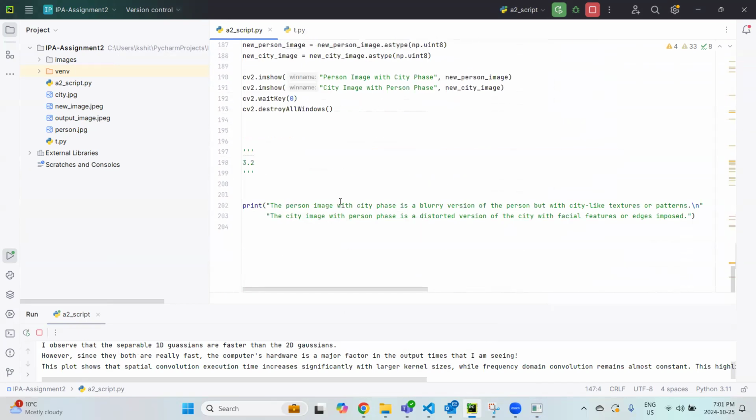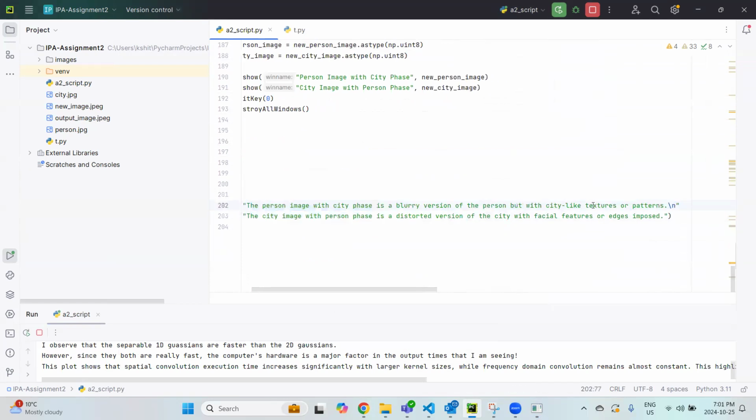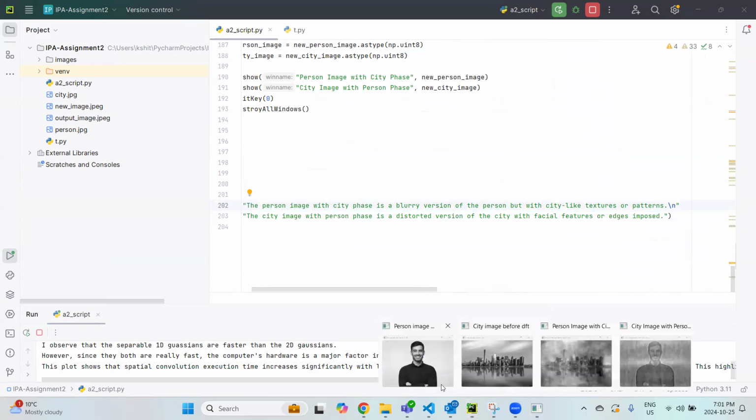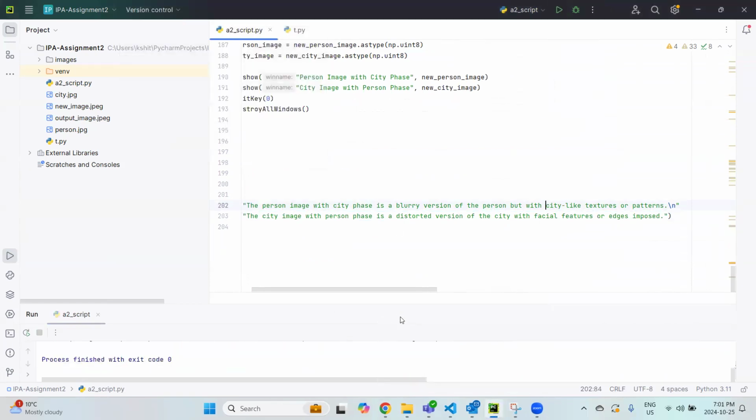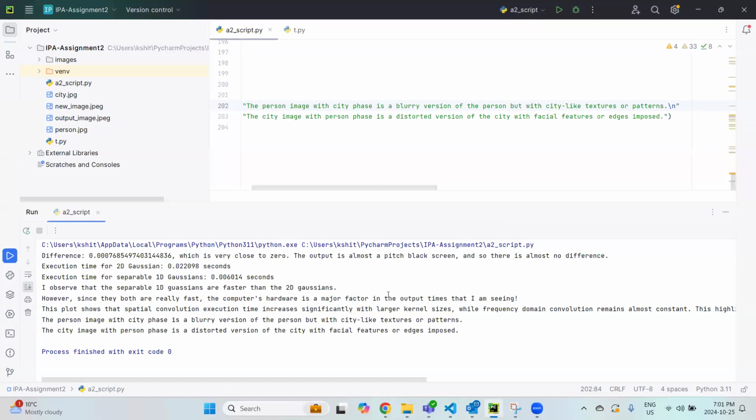And that is what I wrote. The person image with city face is a blurry version of the person with city-like textures or patterns, and a city image with person face is a distorted version of the city with facial features or edges imposed. What I learned from this assignment was about image filtering in the spatial and frequency domains, and I got to apply it practically. Thank you.